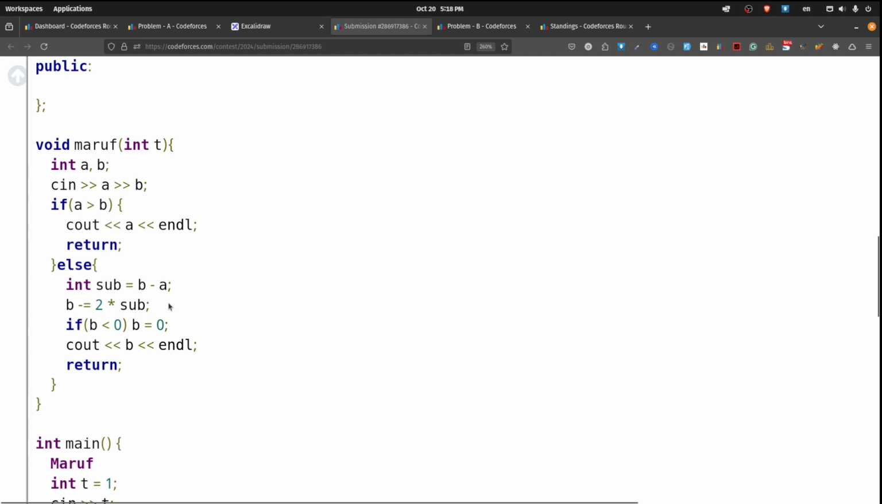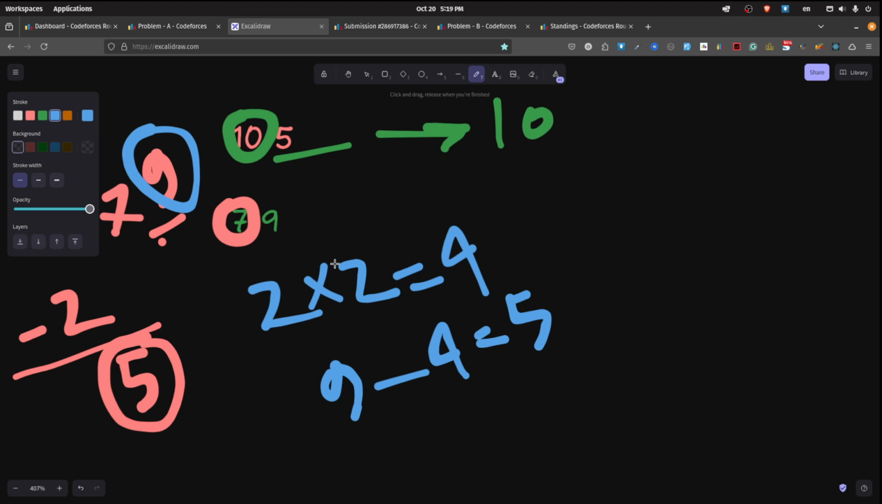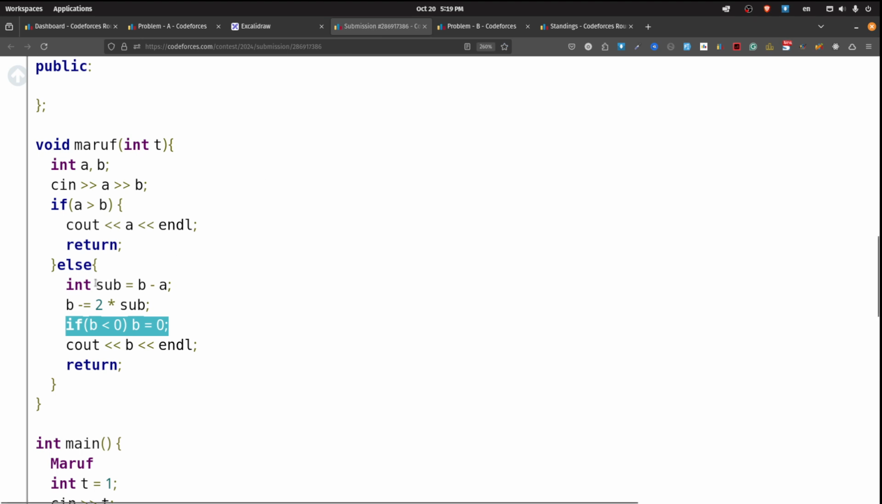Okay, so after that, sometimes you can get negative answers. If you get negative answers, then in this case you have to print 0, otherwise you have to print b, because I already showed you that this is the subtracted value. Okay, this 5 is basically the value of the subtraction.